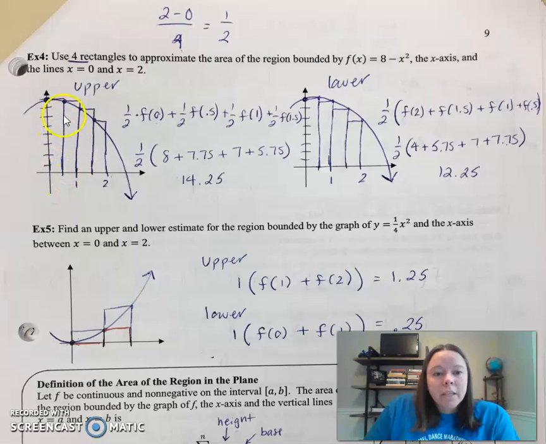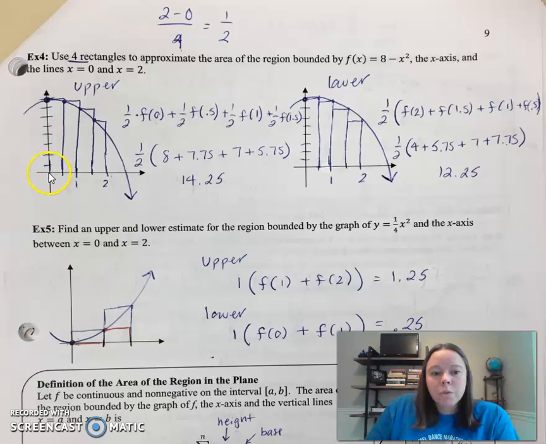Okay, so for each rectangle to do an upper, now notice looking at your 2 lengths here, which one will give you the higher of the 2 heights? And of course that's going to be at 0. Okay, and then same thing with the next rectangle. It's going to be this time at 0.5. So that's what's happening here. This is the base length of each rectangle, and this is giving us the height of each rectangle.